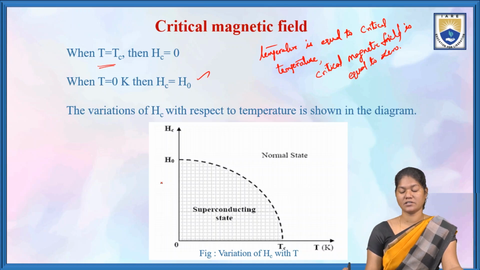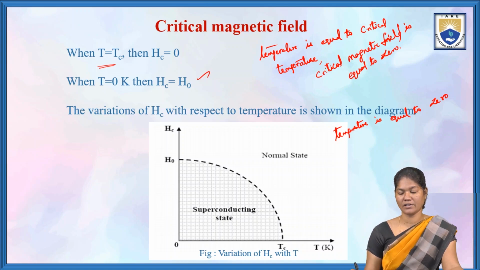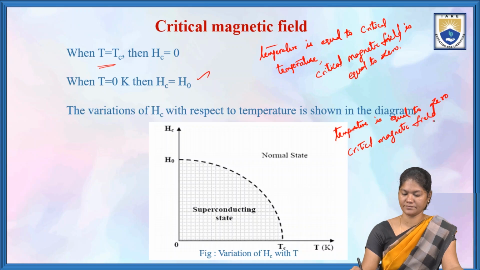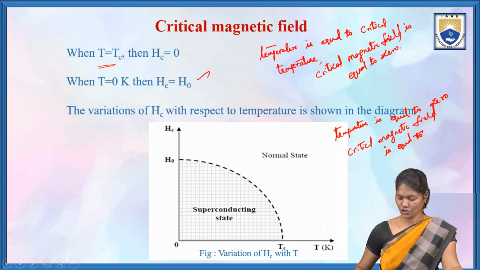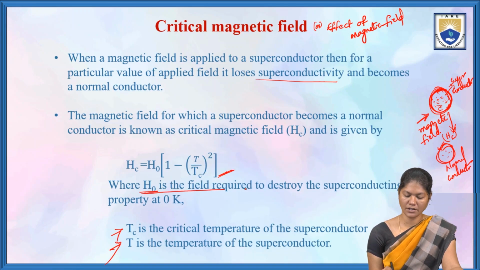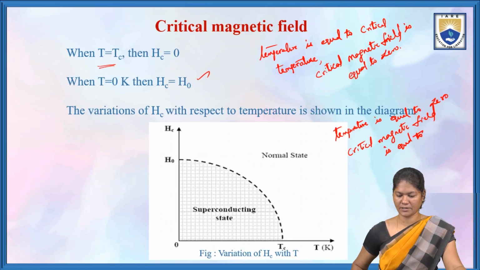When temperature is equal to 0 degree Kelvin, then the critical magnetic field is equal to H naught, which is the field required to destroy the superconducting property.